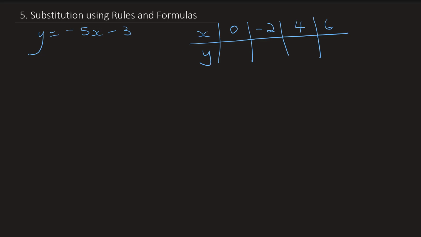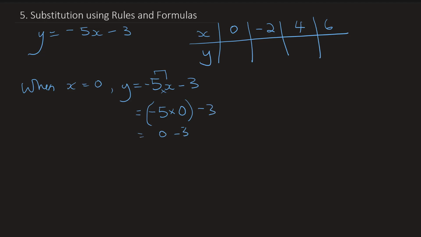Okay, let's get started. When x is equal to 0, y is equal to minus 5x minus 3. And remember, when there is no space between the letter and the number, it's multiply. So let's substitute 0 for the x first. Minus 5 multiplied by 0, and I'll put brackets around it, minus 3, and that is 0 minus 3, and my answer is minus 3. So that goes into here.